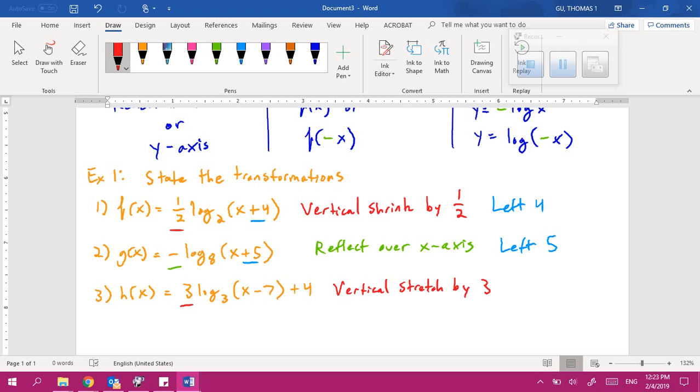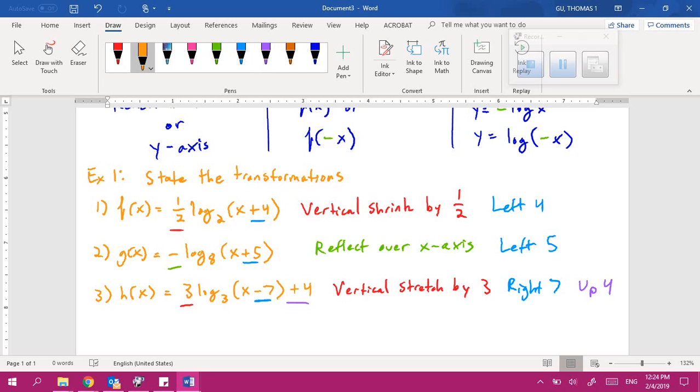All right. Lacey, can you give me the next transformation here? Right 7. Right 7, that's right. All right, and then what about you, Holly? What about the last one? Up 4, very good. Nice. Good. All right, so that ends our examples of this type.